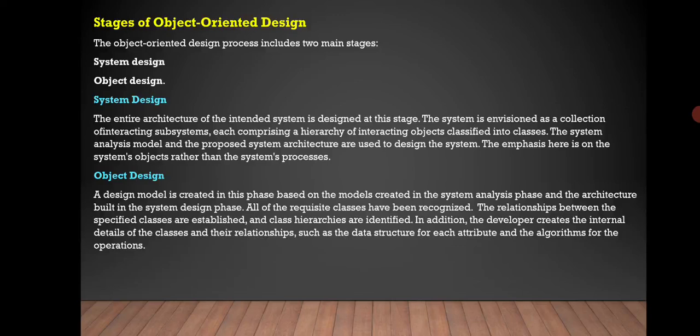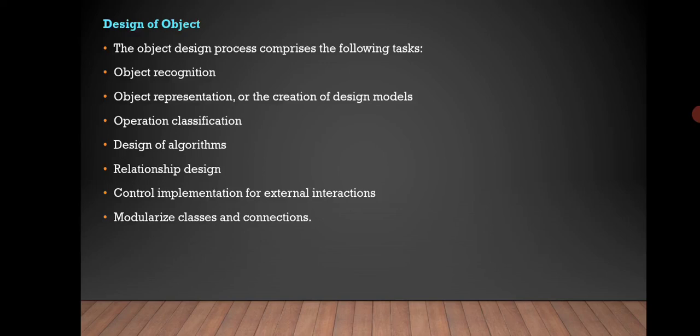Stages of object-oriented design. The object-oriented design process includes two main stages, that is, the system design and the object design. System design means the entire architecture of the system is designed at this stage, and it is envisioned as a collection of interacting subsystems, each comprising a hierarchy of interacting objects classified into classes. Object design. The design model is created in this phase based on the models created in the system analysis phase and the architecture built in the system design phase.